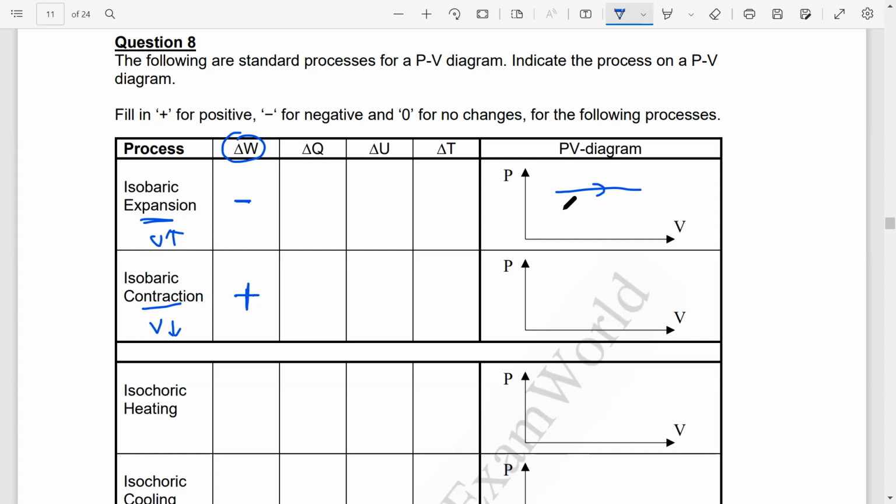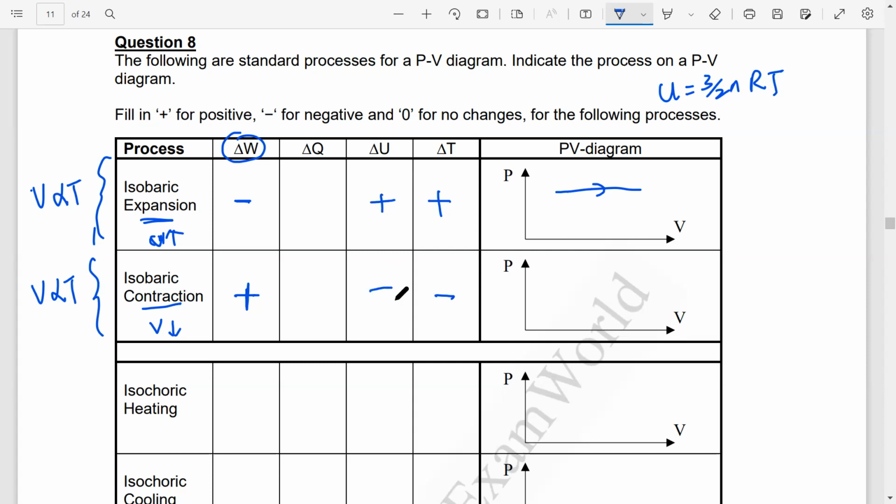Okay, that is isobaric. Now, isobaric also means that volume is proportional to temperature, for both, because it's a constant pressure. Now, when your volume increases, your temperature will increase. So plus; volume decrease, temperature decrease. And U and T are the same because U equals 3 over 2 nRT. So if T increases, U will increase. Same for this, decrease, decrease.